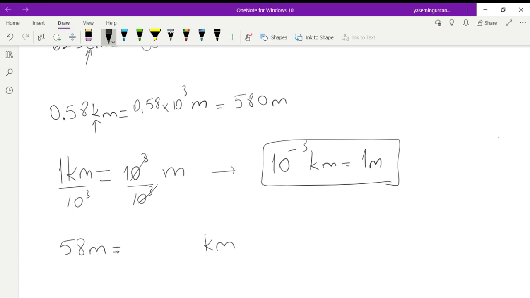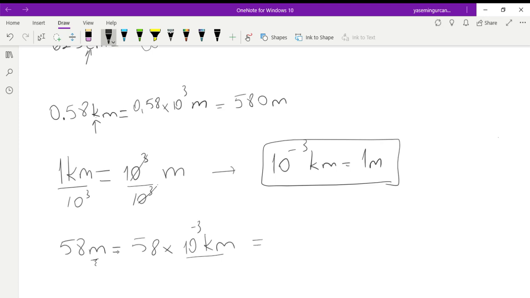And how did I get this from here to here? Whatever you have in the denominator, you can flip its sign and take it to the numerator, just like that. 10 to the 3 becomes 10 to the minus 3 in the numerator. So you basically then apply this conversion. So instead of meter, you can write 10 to the minus 3 kilometer, right? Because that's what it is. 1 meter is 10 to the minus 3 kilometer. And you keep your number.